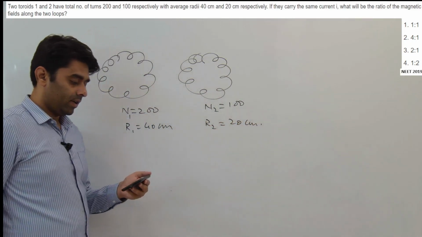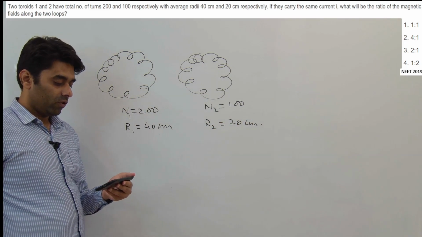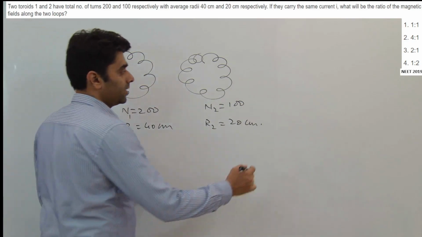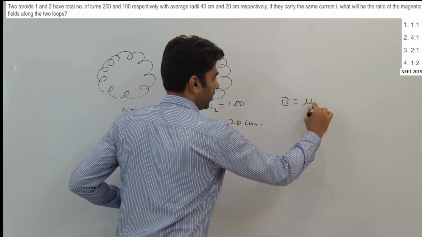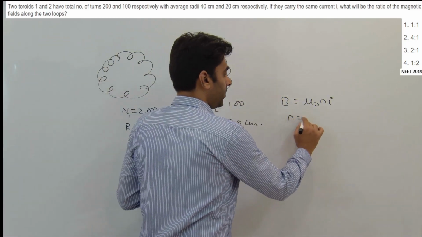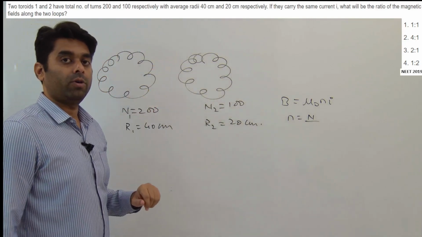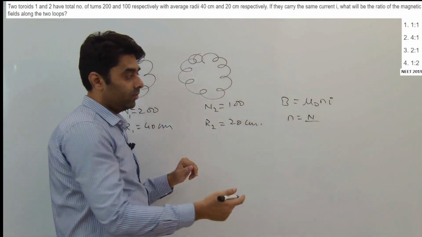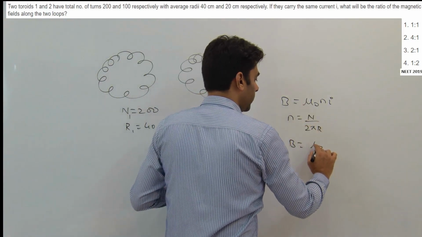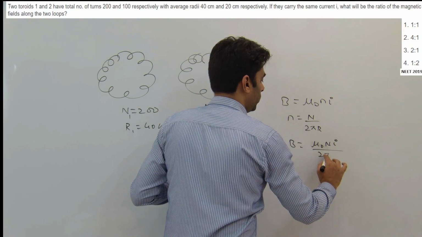Fine. Next it says the current I is the same for both of them. What will be the ratio of the magnetic field along the two loops? Okay, magnetic field due to a toroid. What is our relation? Magnetic field due to a toroid is given as mu naught n i, where small n is the number of turns per unit length. Now, what will be the length of a toroid? It will be 2 pi r, basically the circumference. So our relation becomes mu naught capital N i by 2 pi r.